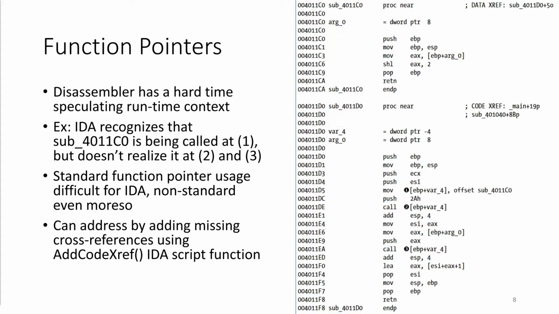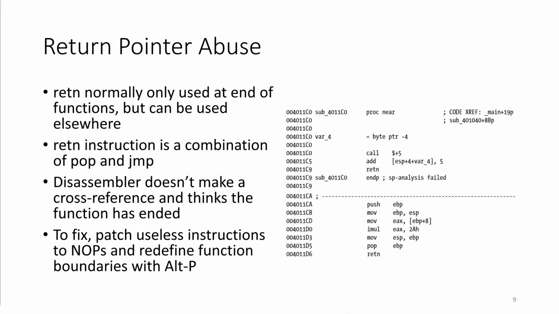Standard usage of function pointers is already hard enough for disassemblers to properly label and keep track of, so when malware authors use non-standard methods for constructing function pointers, the disassembler has even more problems. One way to address this is to manually add cross-references that IDA missed, making it easier to analyze. You can do this by using the add code xref function that's provided in the IDA scripting language.